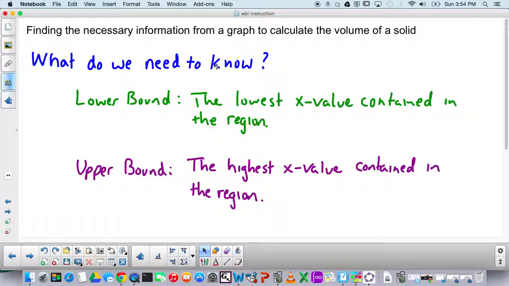So first, let's get some necessary information and decide what we need to find out. What do we need to know? First, we need to know the lower bound. The lower bound will be the lowest x value contained in the region, since we're rotating around the horizontal axis. Second, we need to know the upper bound. The upper bound will be the highest x value contained in the region.